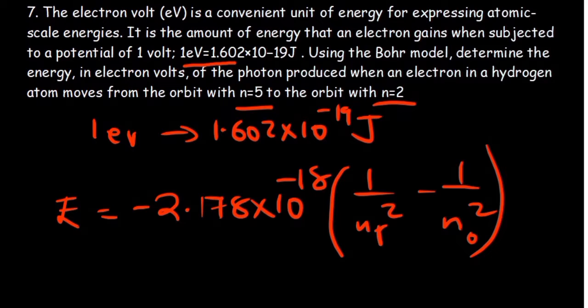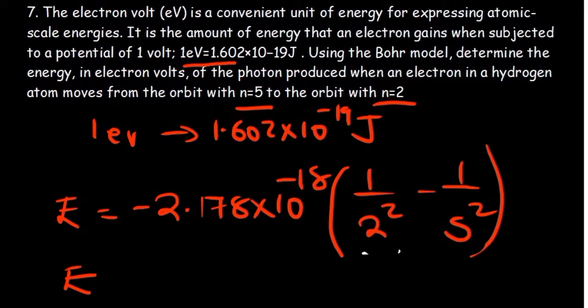Okay, so in this case, which one is our final? I'm moving from n equals 5 to n equals 2. So we can plug in. Our final one is 2 squared. Our initial is 5 squared. So you can get your calculator there and see what we're going to have.